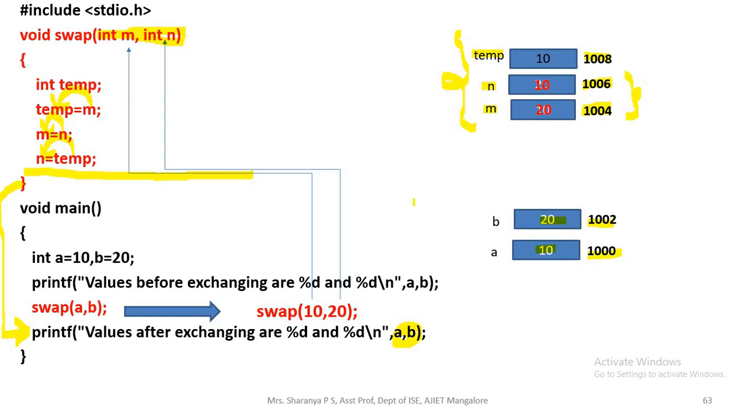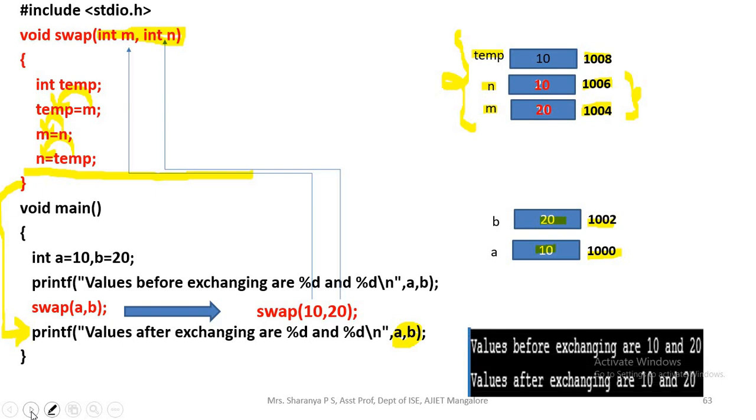This is what we call pass by value. When we call the function, only the values are getting copied, and whatever operation is done affects only within that function, and is not reflected back onto the other function. This is the concept of pass by value. So, the output displayed: values before exchanging are 10 and 20. Values after exchanging, once again it will print as 10 and 20 itself.